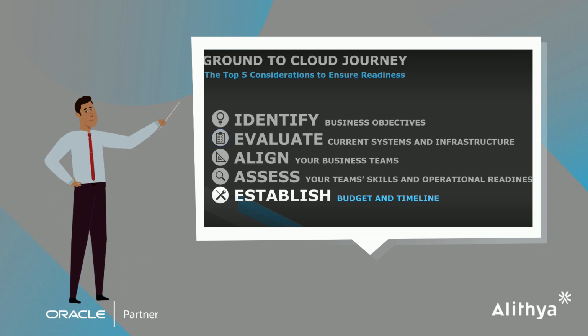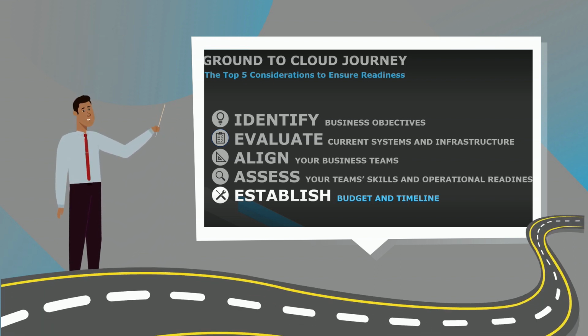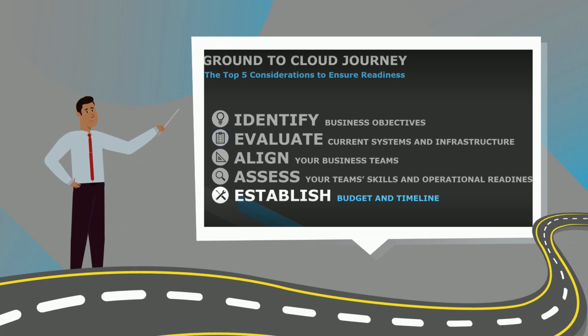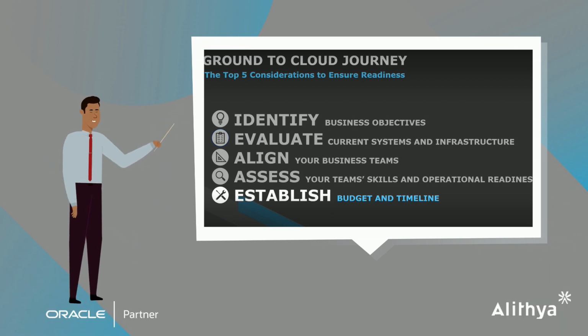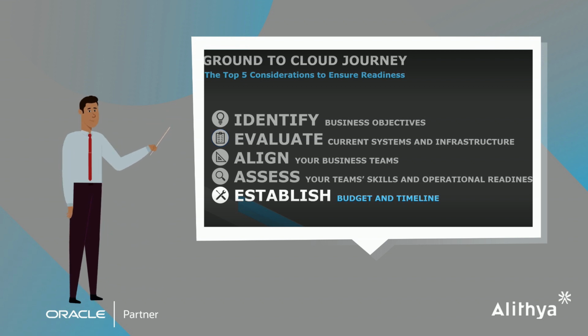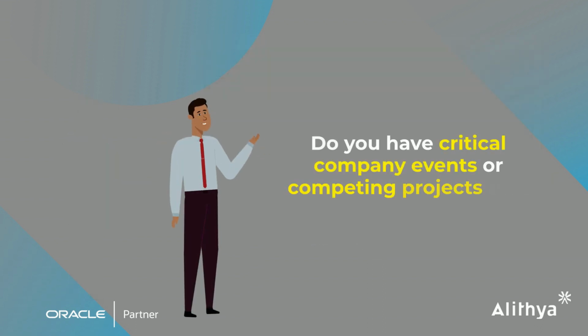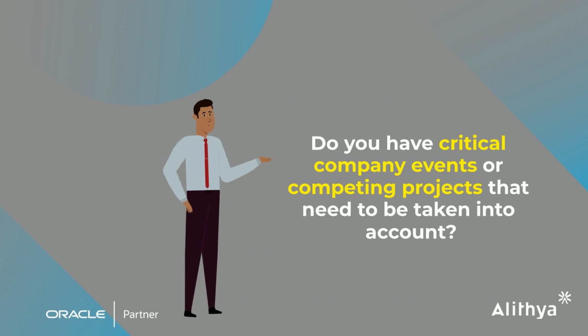Does it make sense to do a phased approach instead of a big bang? What's the best route to mitigate risk? And then how does all of that affect the budget if you're phasing over 4 years now as opposed to doing a big bang over 1.5 years, for example? Do you have critical company events or competing projects that need to be taken into account?